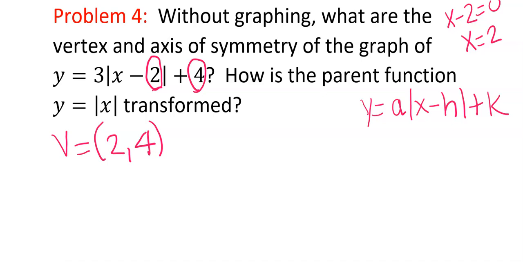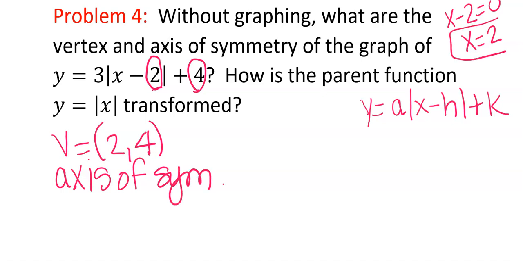Okay? So the axis of symmetry is just what I did right here. If you grab that part that's in the absolute value and you solve it, it would be just x equals 2.